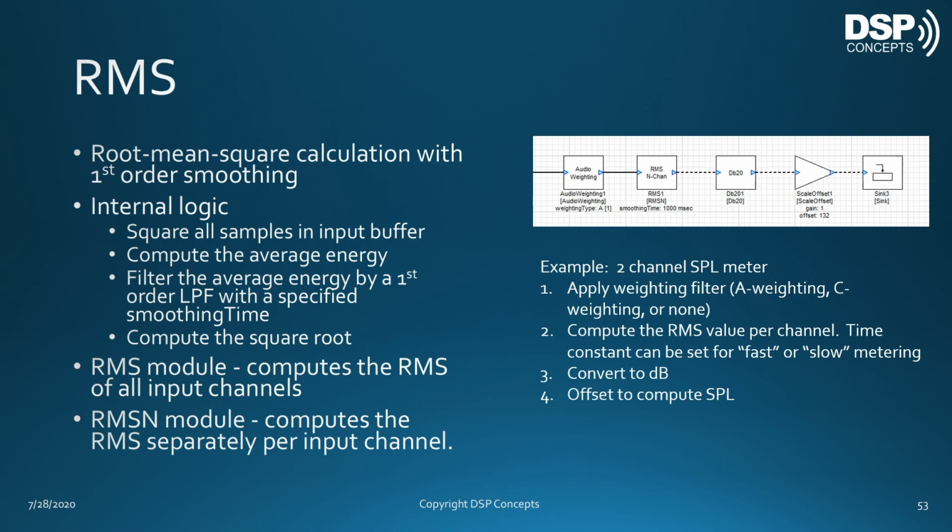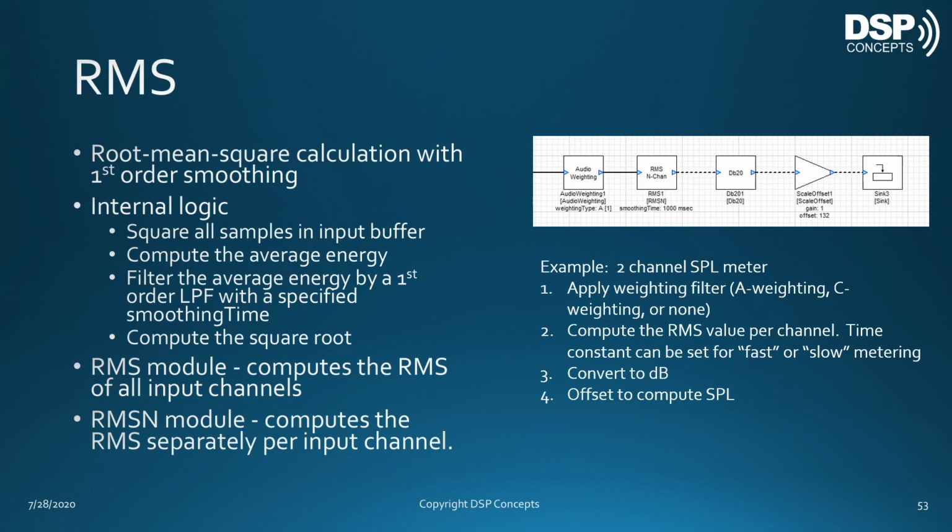Another useful module is the root mean square, the RMS module. This does energy calculations together with first order smoothing. The way the logic works is first it squares all the samples in the input buffer, computes the average energy, so it sums them up and divides by the block size, and then it filters that with a first order low pass filter with a specified time constant, and then on the output it takes the square root. So this module again takes a block of input data and outputs one value. There's also a related RMS-N module which computes a separate RMS value per input channel.